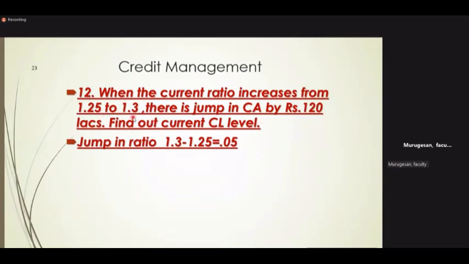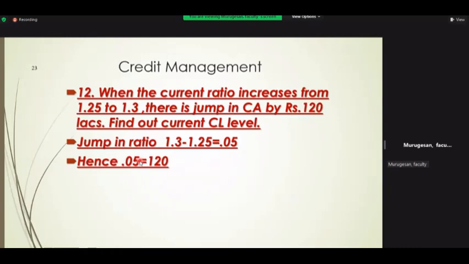Now, find out the jump in the ratio. 1.25 to 1.3, now it has become. Earlier it was 1.25. Now, what is the increase? It's a ratio, and even in ratio, 0.05 is the increase. Agreed or not? How was this 0.05 caused? This was on account of the 120 increase in current assets. So the direct equation is 0.05x is equal to 120, the increase on account of increase in CA. That is why they are using the word jump, and here they are using the word increase. So you have to correlate both the data.